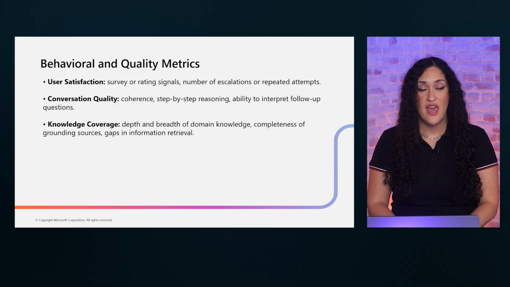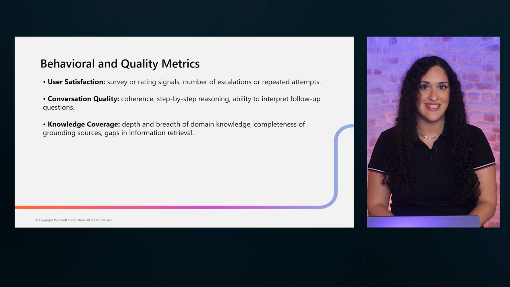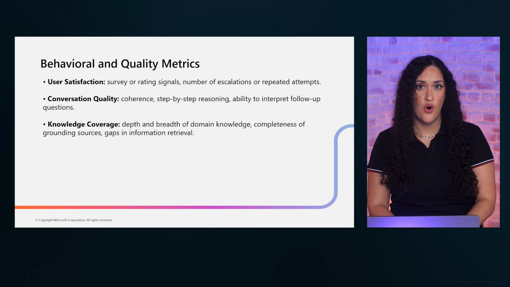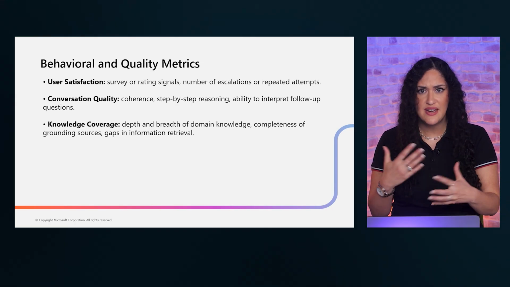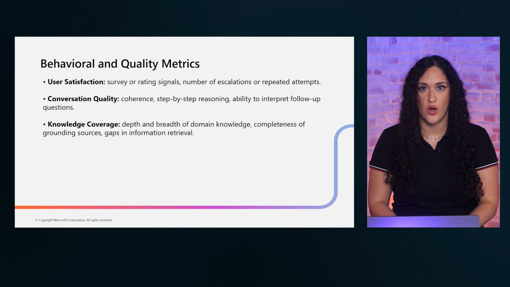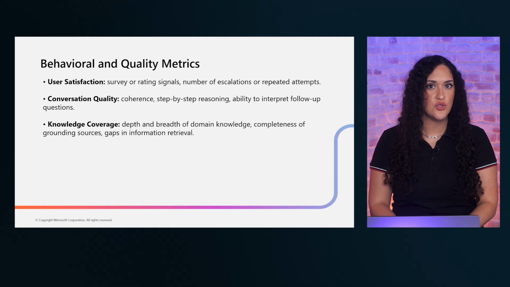Beyond the numbers, behavioral and quality metrics capture what quantitative data misses. User satisfaction. Are people rating the agent well? Or are you seeing escalations and repeated attempts? Conversation quality. Is the agent coherent? Does it reason step by step? And can it handle follow-up questions naturally?